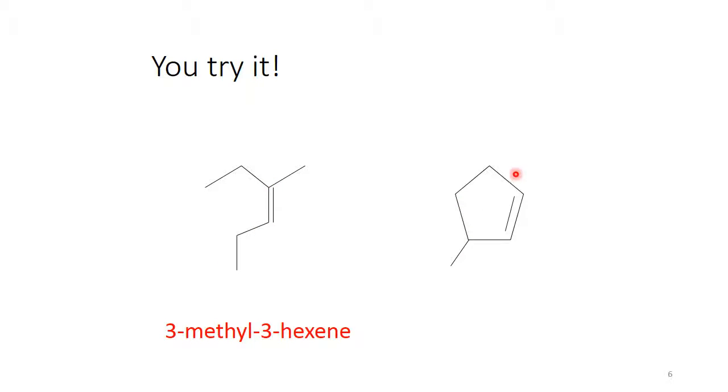If I look at this compound, it's cyclopentene. How do I number it? This is number 1, this is number 2, and this is number 3. Why? I have to always go through the double bond, so it's either 1, 2, 3, or it's 1, 2, 3, 4, 5. I choose the 1, 2, 3, so that's 3-methylcyclopentene.